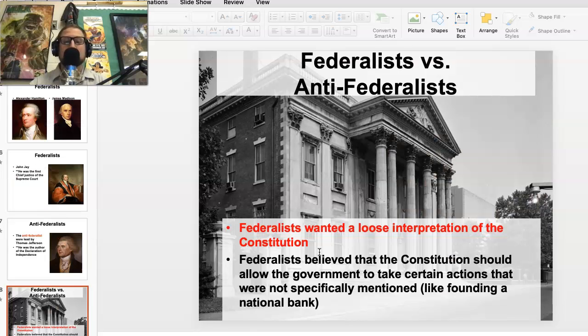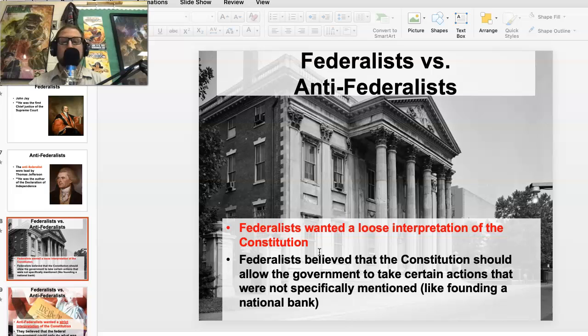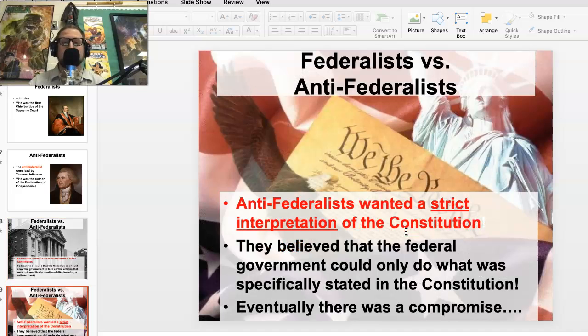So, Federalist and Anti-Federalist, how do they view the Constitution? Federalists are going to be loose interpreters of the Constitution. They believe in bending the rules, reading between the lines. Like, maybe the Constitution doesn't say directly we can do something, but it implies it. So, loose interpretation. Whereas Anti-Federalists or Democratic Republicans believe in strict interpretation, by the book constitutionalists. If it says we can do it, we can do it. If it says we can't do it, then we can't. If it doesn't say, then just assume that you can't do it.